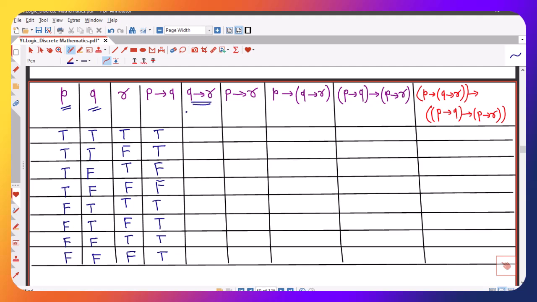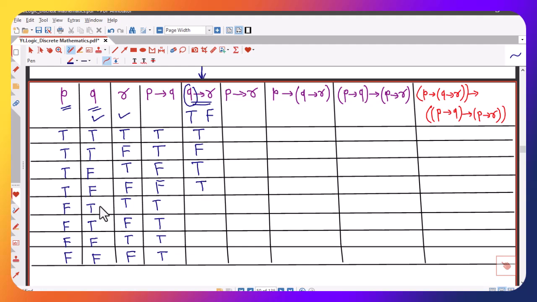Same thing for writing truth values of this implication also. This implication is false if Q is true and R is false. So I have to take care that I look at the columns for Q and R only for writing possible truth values of Q implies R. So here Q is true, R is also true, therefore this is true. Here Q is true and R is false, therefore this is false. Here Q is false. So whenever the first statement is false, this implication is considered as true. So this is true.